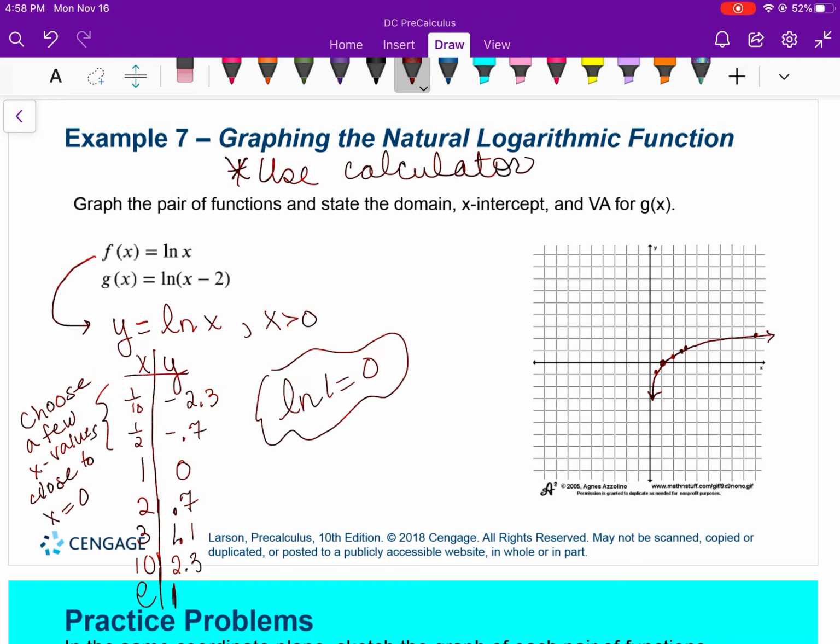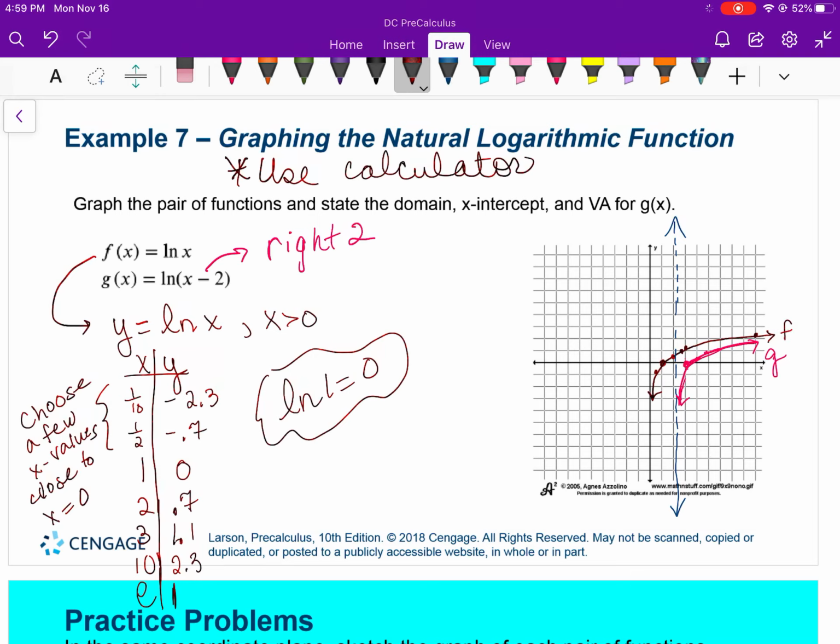All right, from here, this is a horizontal shift of right 2. That's going to cause you to have a vertical asymptote here at 2. And then I'm going to slide all my points over to the right 2. Good enough. Just get a few of them done. And there's my g of x.